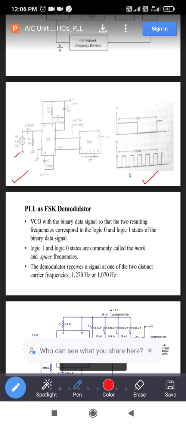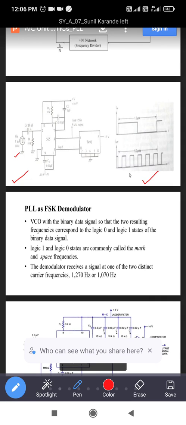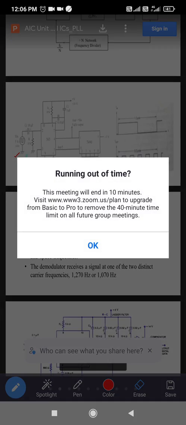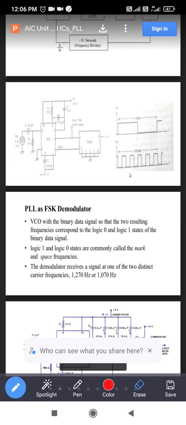In detail you can learn it in the third year also. In the third year there is an ESD subject, electronic system design. In that you can learn the design of this PLL frequency synthesizer in detail. For your syllabus only the introduction part is there, only the application point of view we have to discuss. Now the second application of PLL is the FSK demodulator. That we can discuss now.